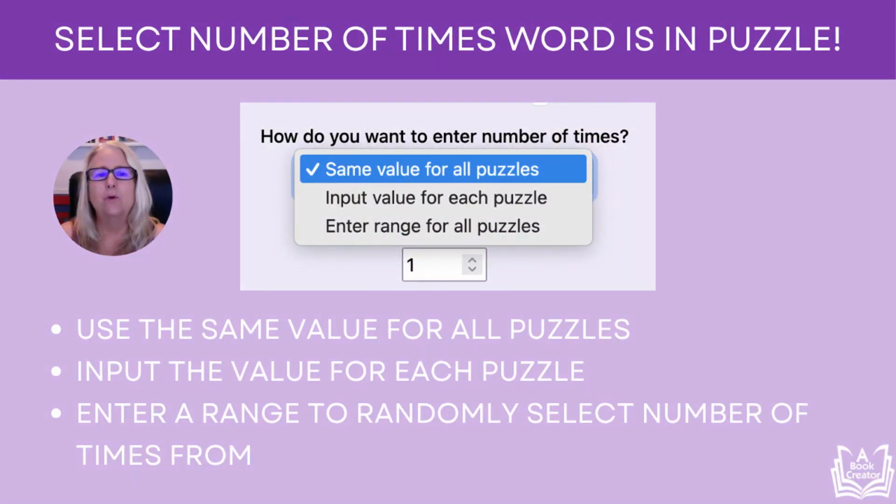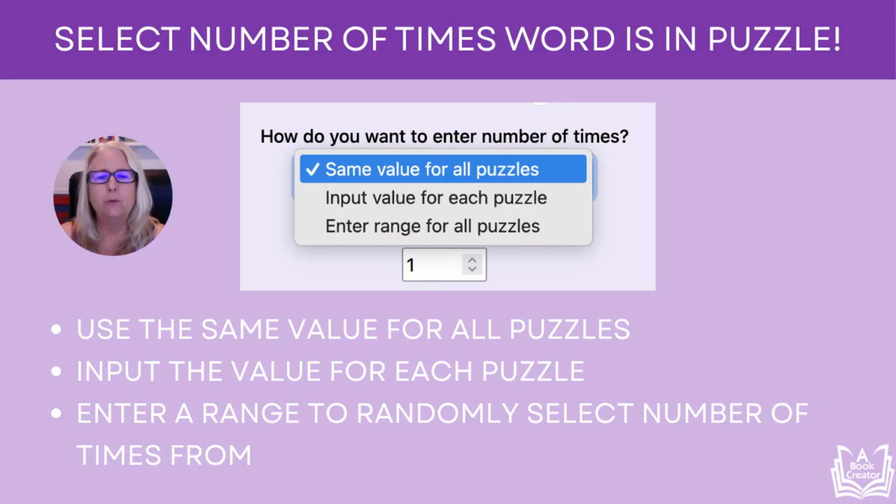You can now add the word more than one time to the puzzle. We've given you three different options. You can have the same value for all the puzzles. If you want the word in the puzzles just once, use this option and set the number of times to 1. Want more control? Select the Input the Value for each puzzle option.